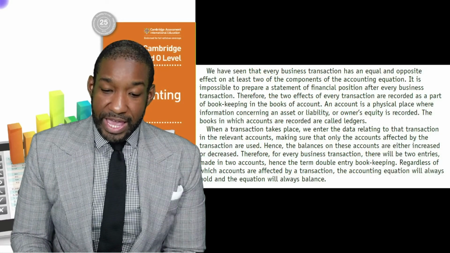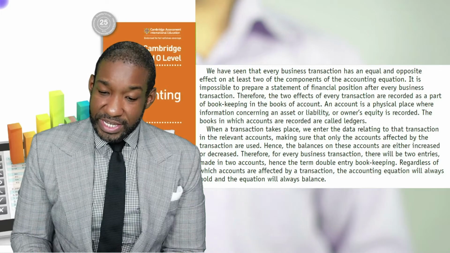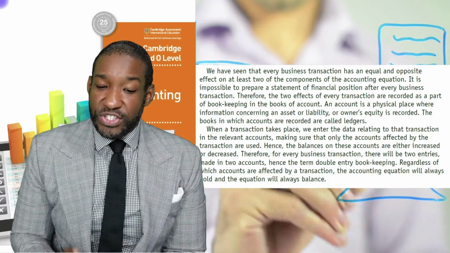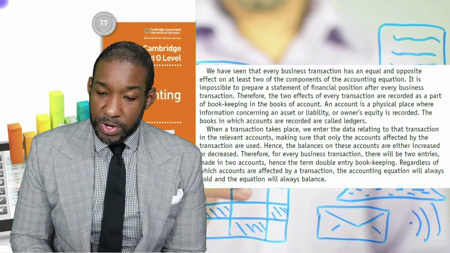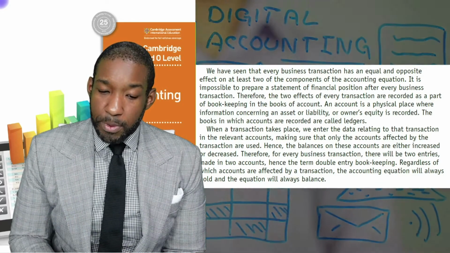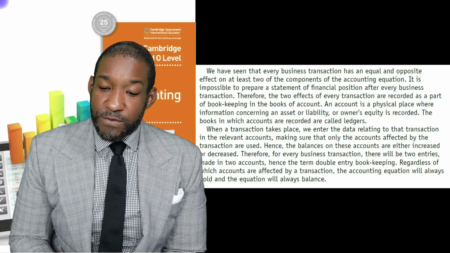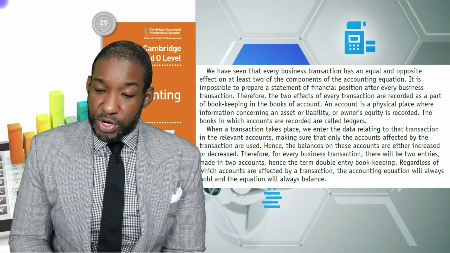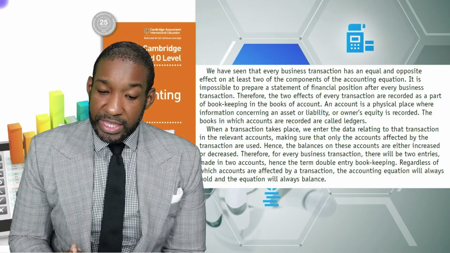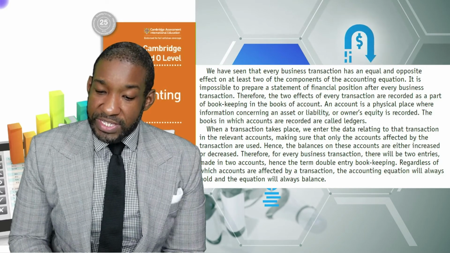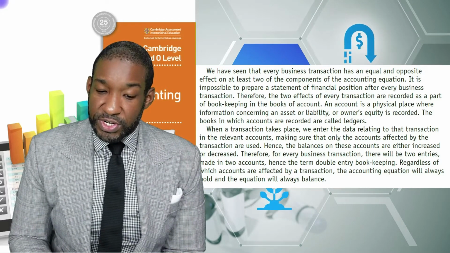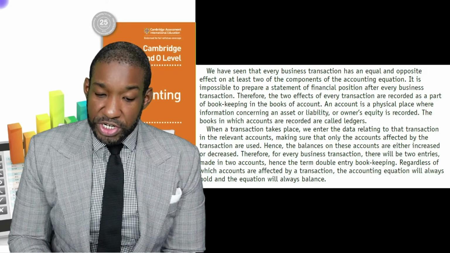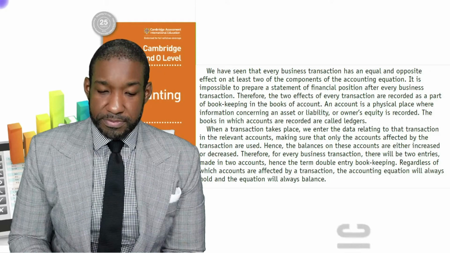We have seen that every business transaction has an equal and opposite effect on at least two of the components of the accounting equation. It is impossible to prepare a statement of financial position after every business transaction. Therefore, the two effects of every transaction are recorded as part of bookkeeping in the books of account. An account is a physical place where information concerning an asset or liability or owner's equity is recorded. The books in which accounts are recorded are called ledgers.